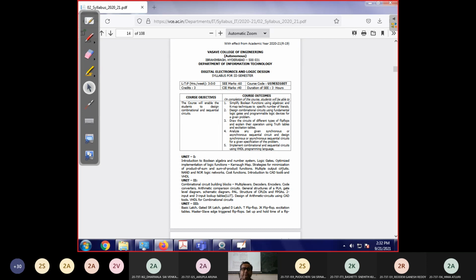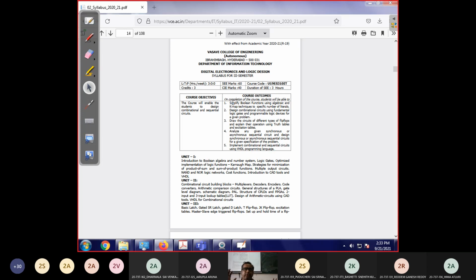Once you understand Boolean algebra, we apply that concept in order to design combination circuits and sequential circuits. At the end of the course, you should be able to apply the concepts of Boolean algebra to simplify a circuit to a specific number of inputs. How can you reduce the number of gates? How can you reduce the number of inputs? You should be able to achieve that at the end of the course.